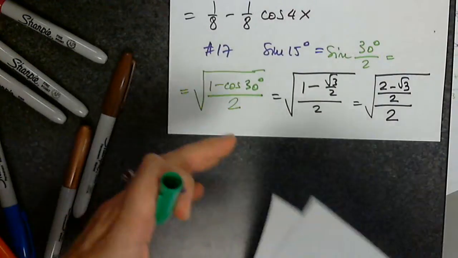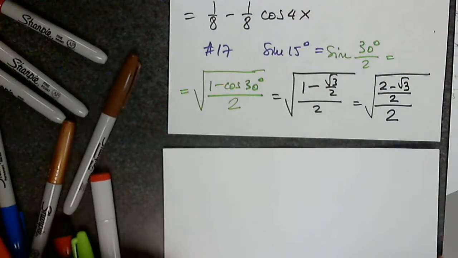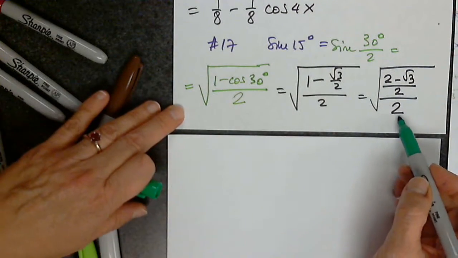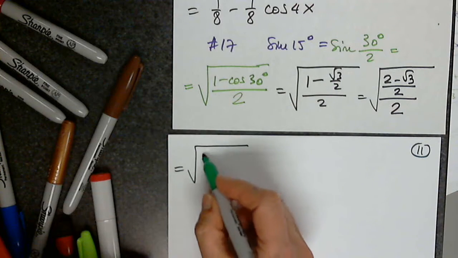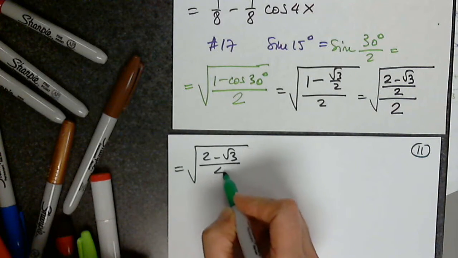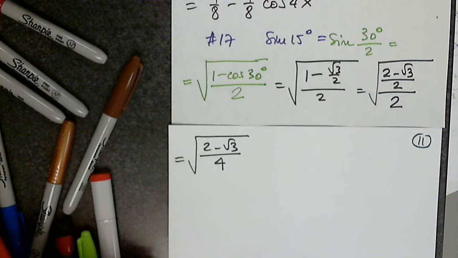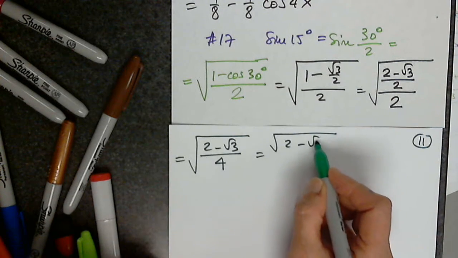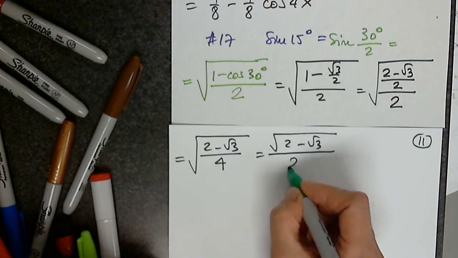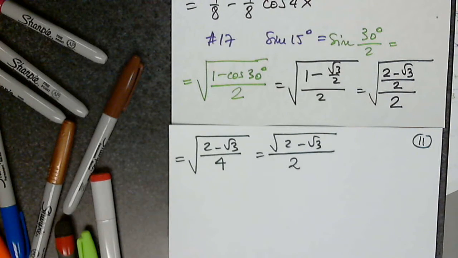So far, so good? So now I flip this, which is 2 over 1. So I get the square root of 2 minus the square root of 3, everything over 4. And then the top is the square root of 2 minus the square root of 3, and the bottom is 2. I took the square root from 4.